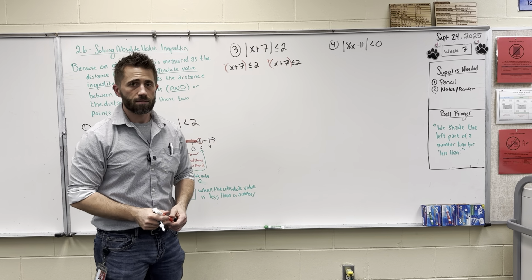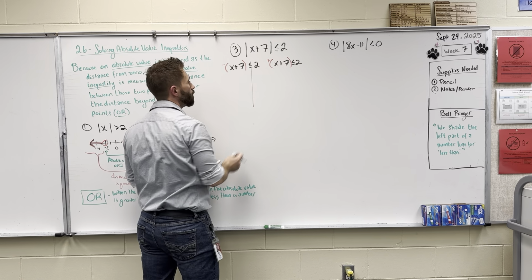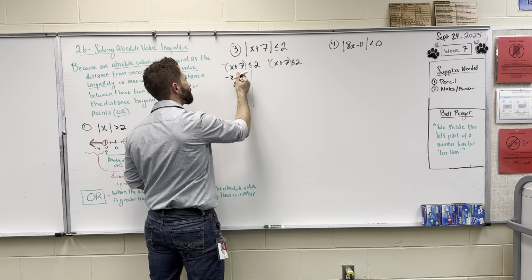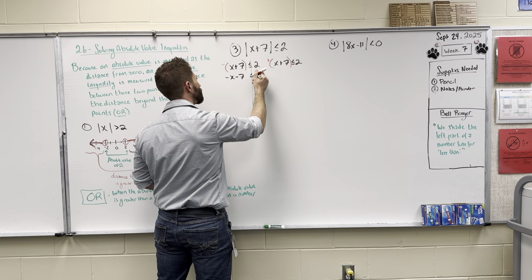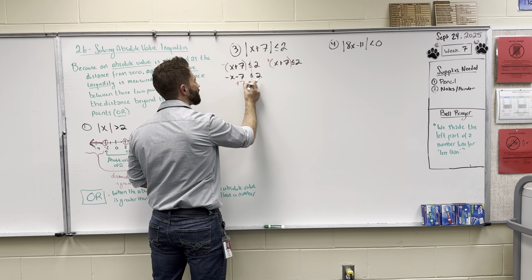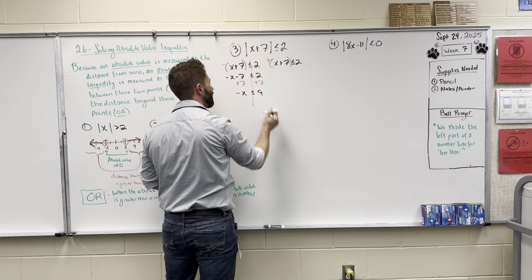And then basically I just solve the inequalities just like we've been doing all chapter. So with the inequalities, I'm going to say, okay, distribute that negative. That's going to make that a negative x minus 7 less than or equal to 2. Okay. First thing I get rid of is I add the 7, add the 7. I'm going to have negative x is less than or equal to 9.